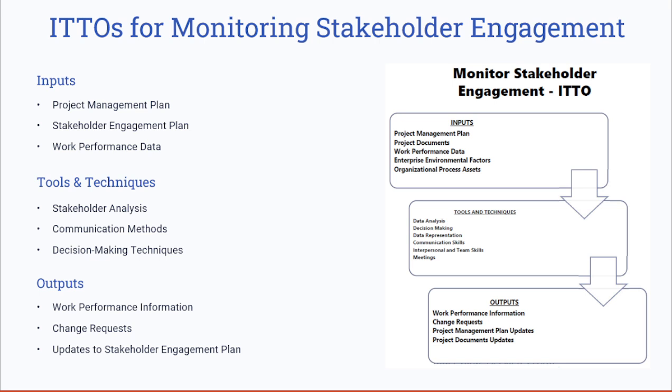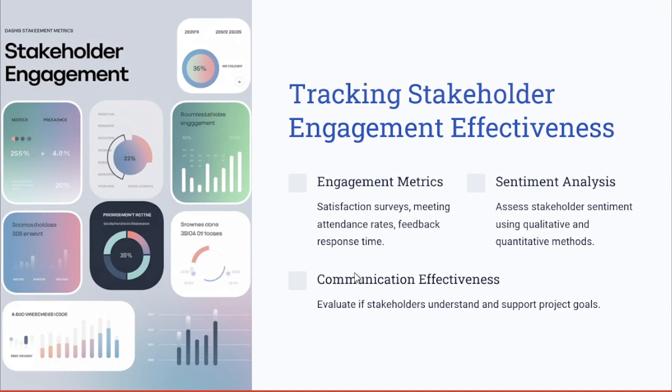The outputs here would again be the work performance information, and change requests in case communication plans or engagement strategy need to be changed. So you have to apply for a change request here. Then the project management plan updates, if any, and project document updates.